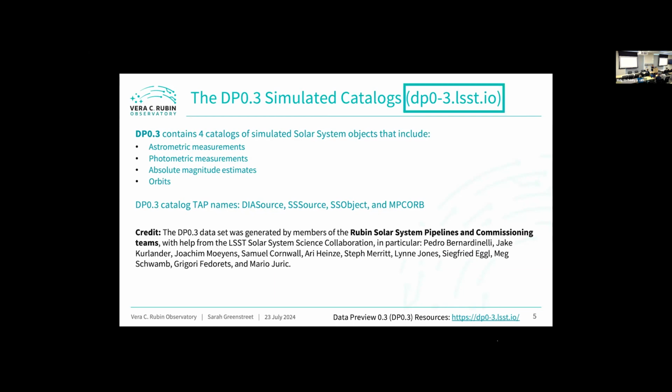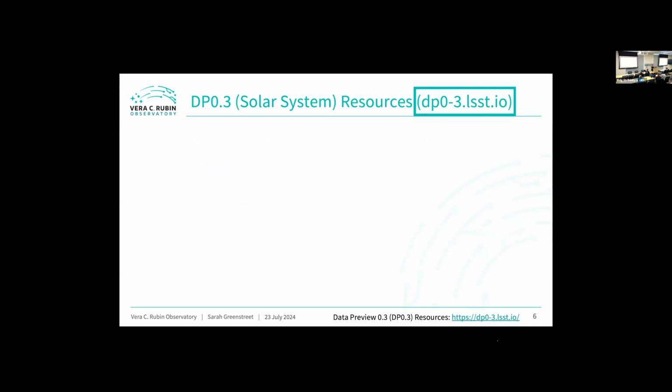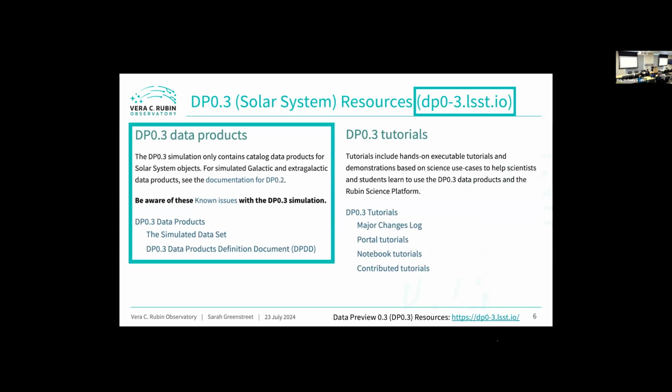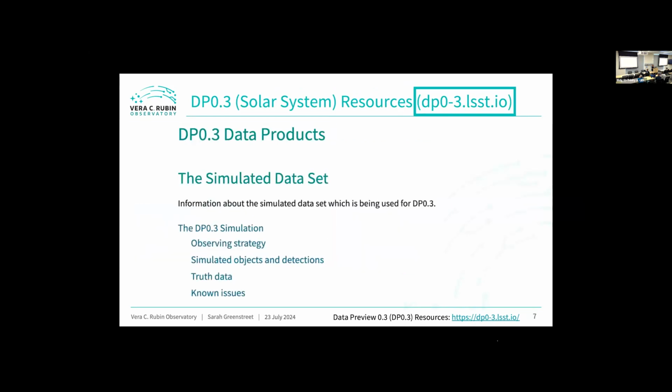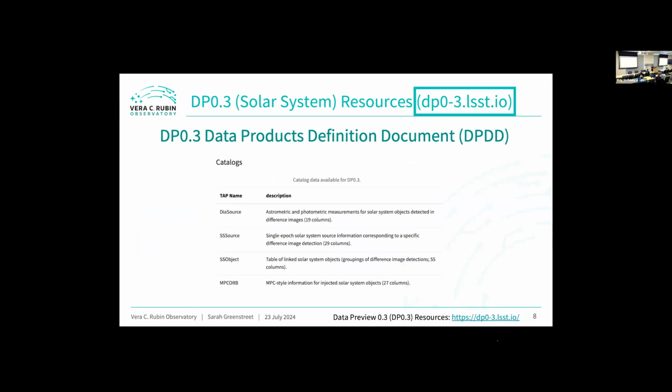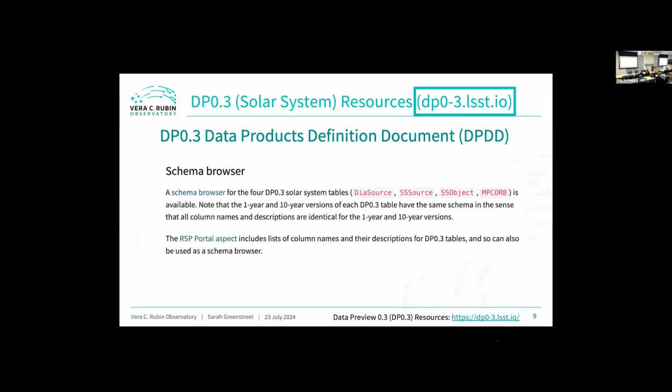So you can find all of the information about DP0.3 at dp0-3.lsst.io. This has a number of resources on this webpage. Some of those resources are to talk about the DP0.3 data products. Here you can find information about the simulated data set and how it was put together. There's also information here about the data products and the definitions, what's in those tables. It includes a description of the tables and what is in those tables.